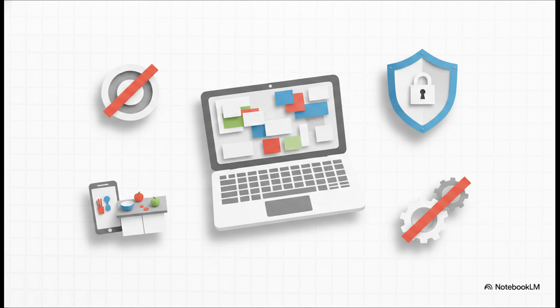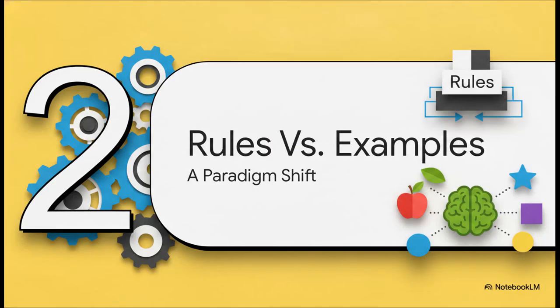When you point your phone at your kitchen counter, those photos do not get sent off to Google's servers. The whole training process happens locally, right there on your device. It's a real, actual neural network running privately in a browser tab. Moving on to Chapter 2, Rules versus Examples, which is really a total paradigm shift.